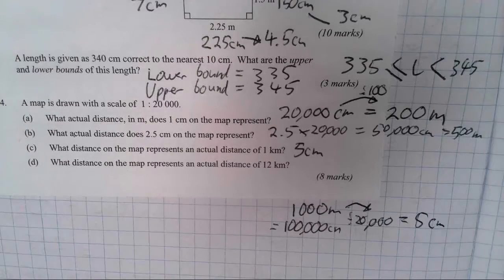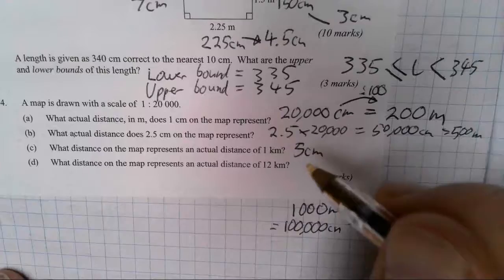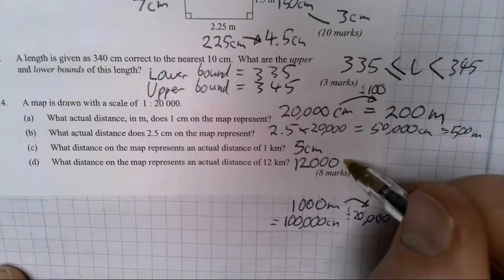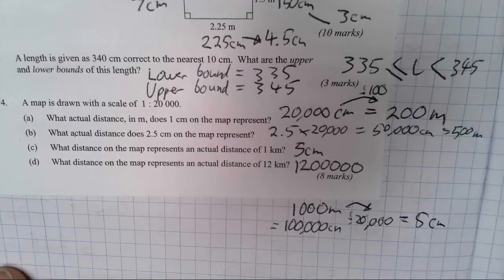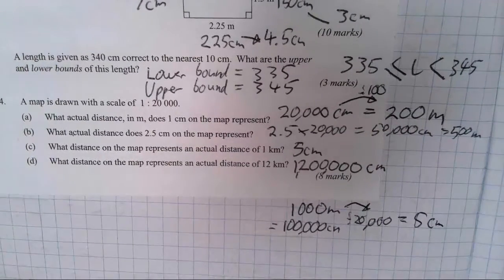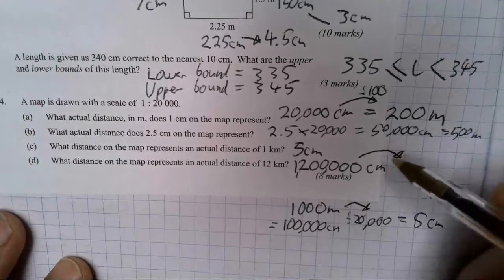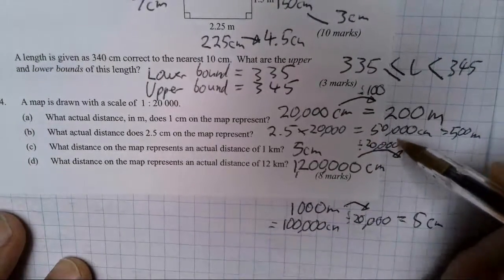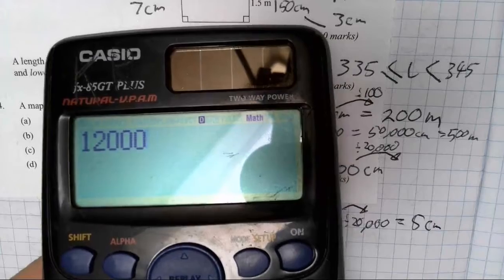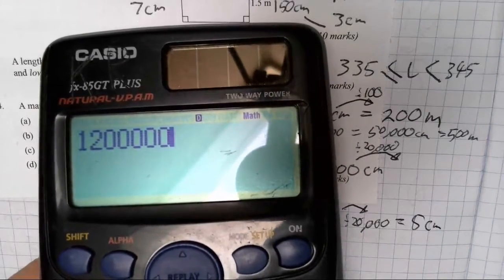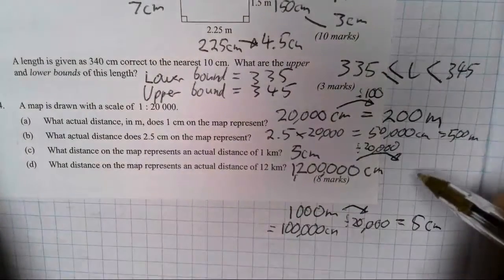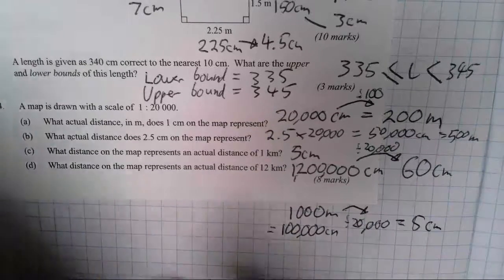What distance on the map represents an actual distance of 12 kilometres? So we've got 12 kilometres, which is 12,000 metres, and I need 2 extra zeros if I'm timesing it by 100 to give centimetres. So it's actually 1.2 million centimetres in the real world. To convert that to my map, I'm going to divide by 20,000, and that's then going to give me my answer. So 1, 2, 0, 0, 0, 0, 0, is that right? Yeah, 1,200,000 divided by 20,000 gives me 60. It would be 60 centimetres on the map.